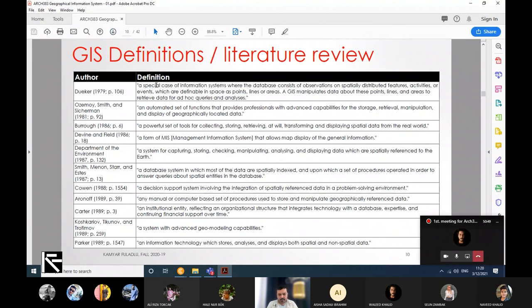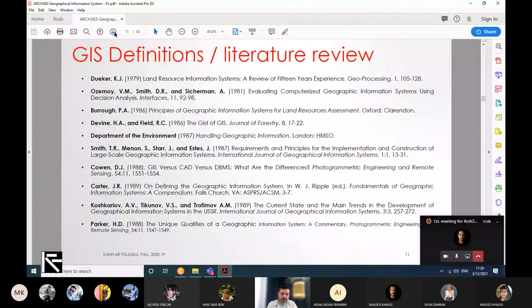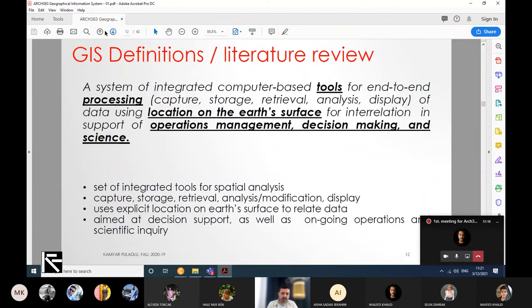As I told you, we have different definitions. I put some here. We have many of them. I just put the famous ones, but all of them follow the same criteria. And these are the references for them. Those who are interested can go and look after it.